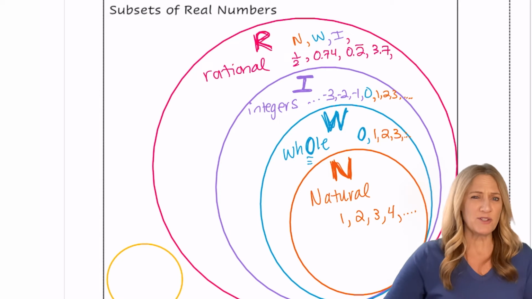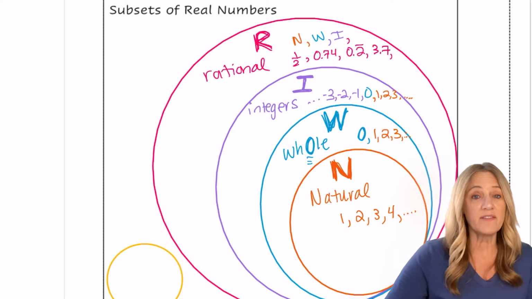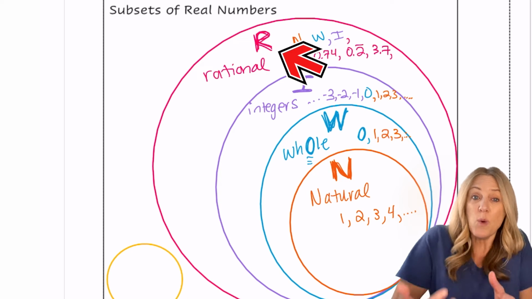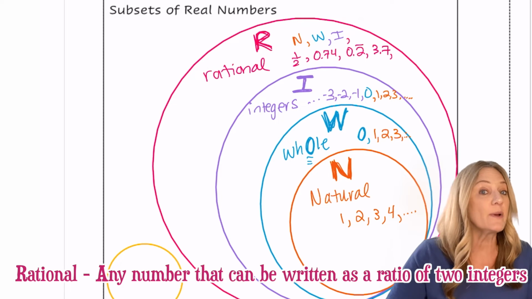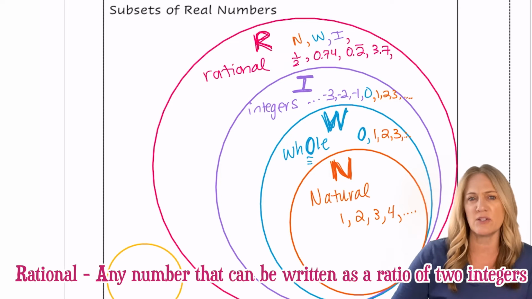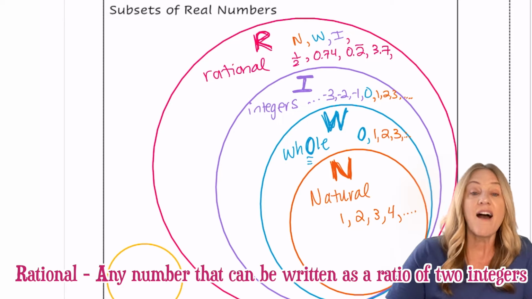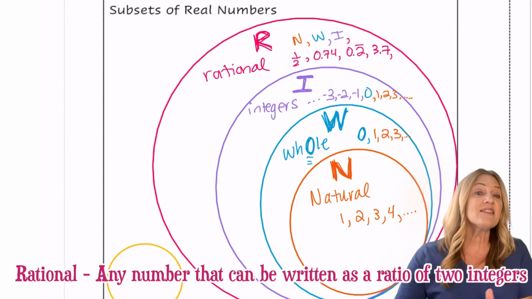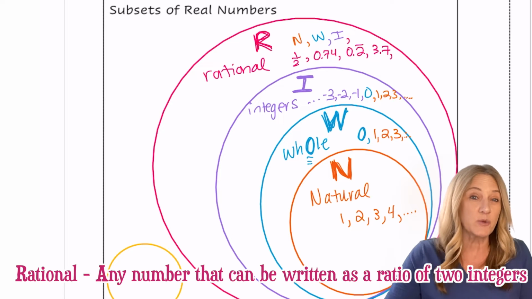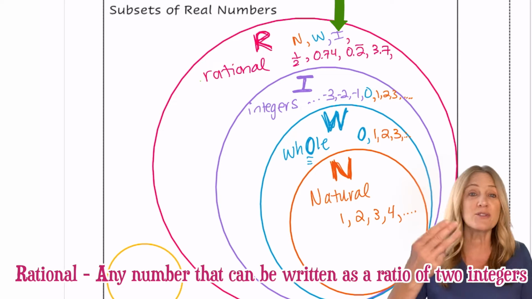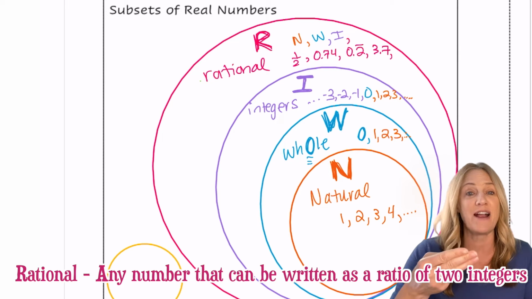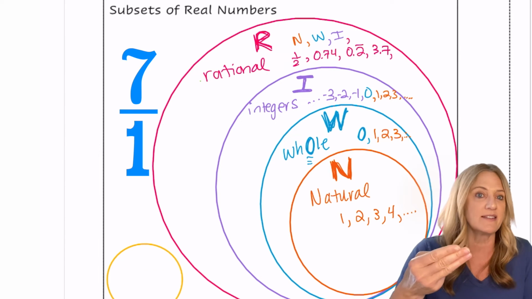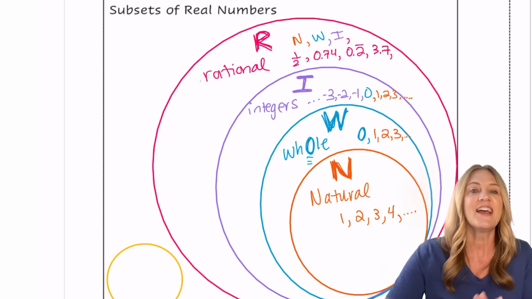What happens when we introduce fractions? What subset of numbers do those belong to? Well, the rational numbers. A rational number is any number that can be written as a ratio of two integers. And what is that known as? A fraction. So in the rational subset of real numbers, we have the natural numbers, the whole numbers, the integers, because we can always write an integer as a fraction. 7 divided by 1, 7 over 1 is a fraction, and so on.